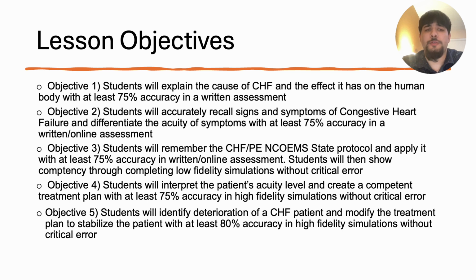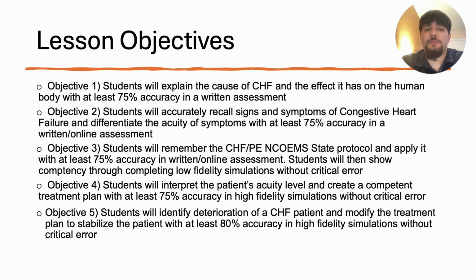Objective 2, students will accurately recall signs and symptoms of congestive heart failure and differentiate the acuity of symptoms with at least 75% accuracy in a written or online assessment. Objective 3, students will remember the congestive heart failure, pulmonary edema, NCOEMS state protocol and apply it with at least 75% accuracy in a written or online assessment. Students will then show competency through completing low fidelity simulations without critical error.